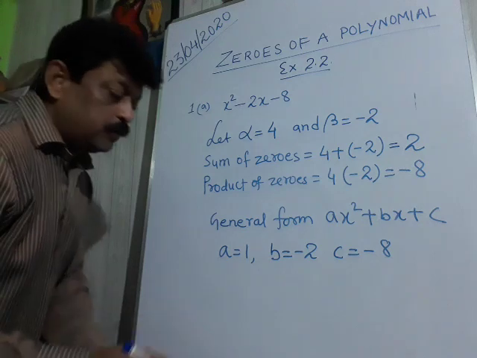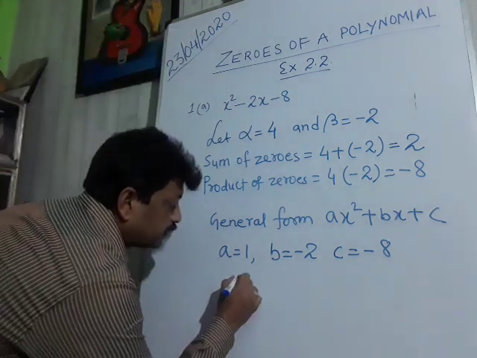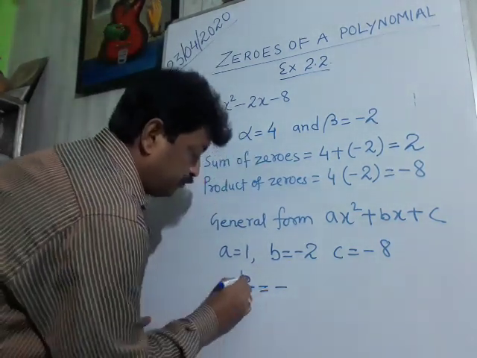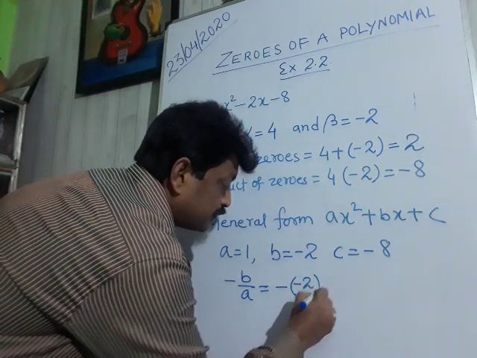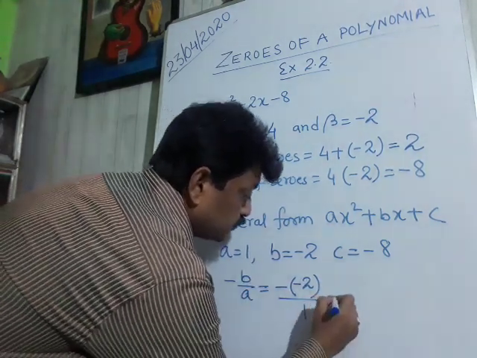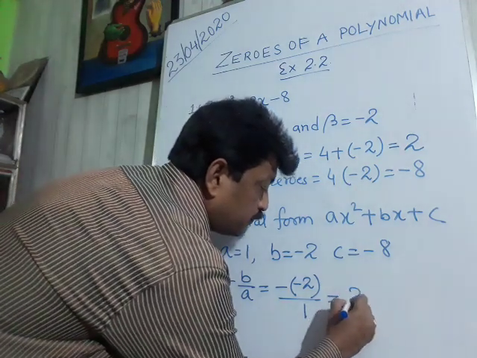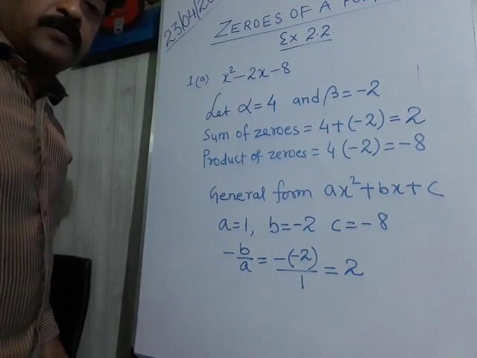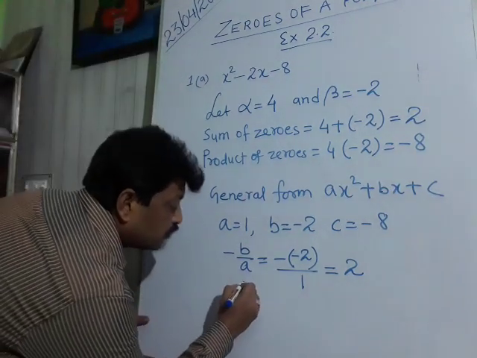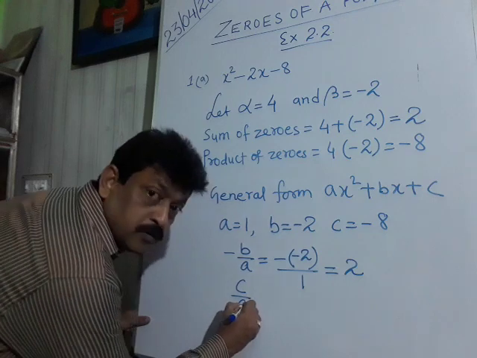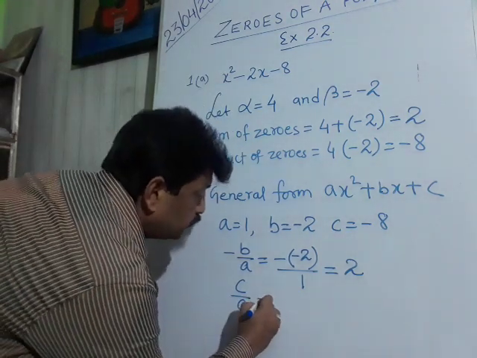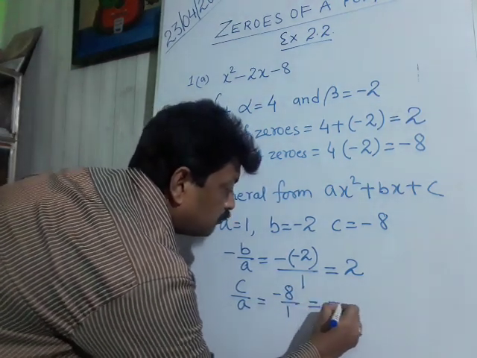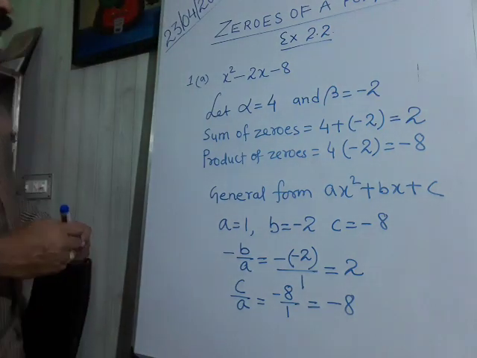Now let me find the value of minus b by a. So what is minus b by a? How much? So minus, and b is minus 2 and a is 1. So that gives plus 2 upon 1, that is 2 only. And c by a equals minus 8 upon 1, so that is minus 8.